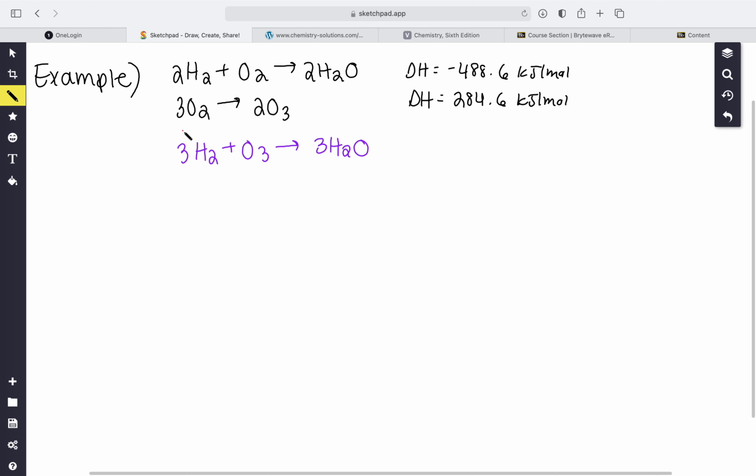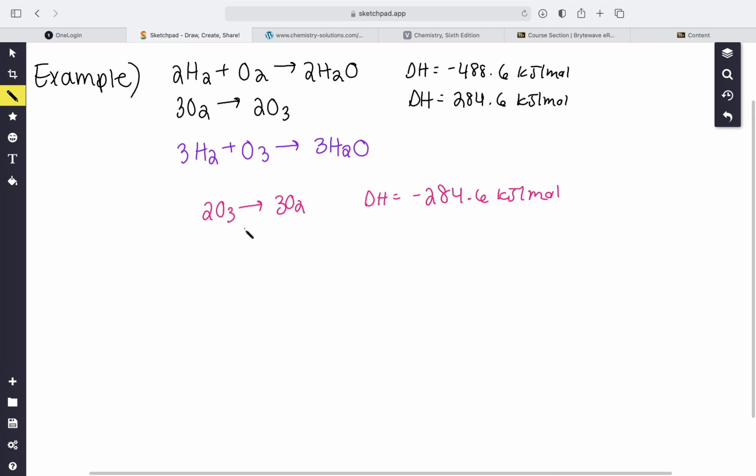And then we're looking here. So I want the O3. I don't want the O2. So that means I'm going to have to flip this equation. So I'm going to flip that equation first. So we're going to have 2O3 will yield 3O2. And then with that, I'm going to have to flip my enthalpy here, which would be for this equation. So we're going to have to just make that negative kilojoules per mole.